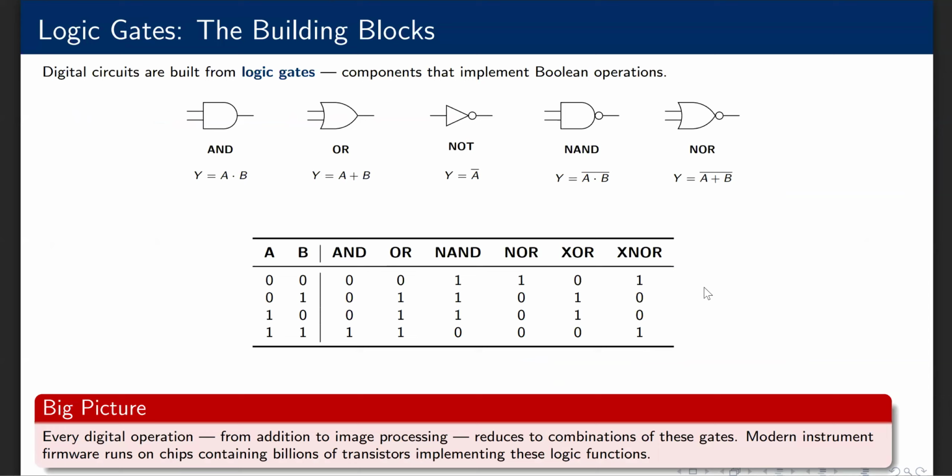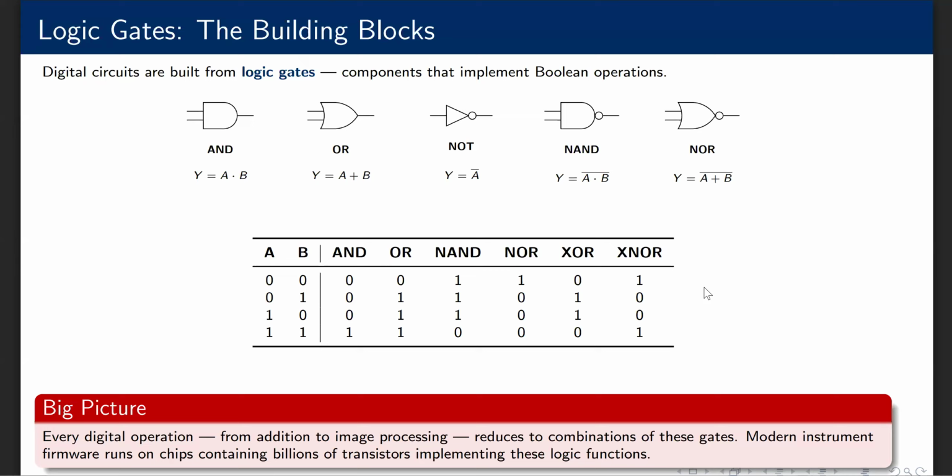NOT inverts its single input. NAND is NOT AND, the opposite of AND. NOR is NOT OR, the opposite of OR. There is also XOR and XNOR, exclusive OR and exclusive NOR, which you can see in the truth table at the bottom.